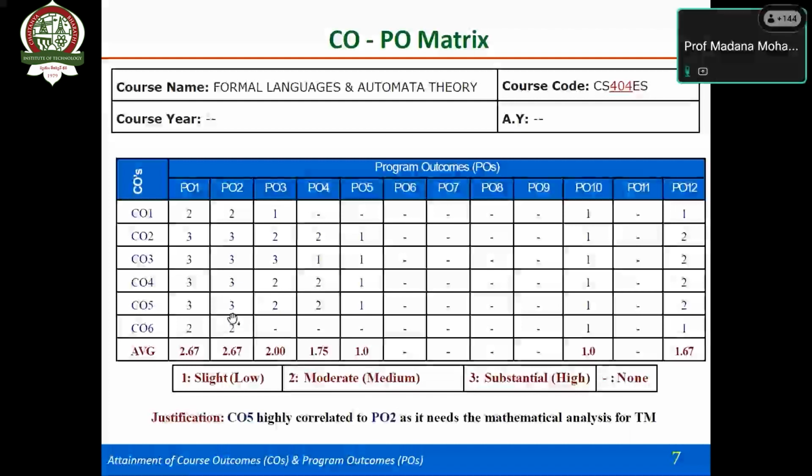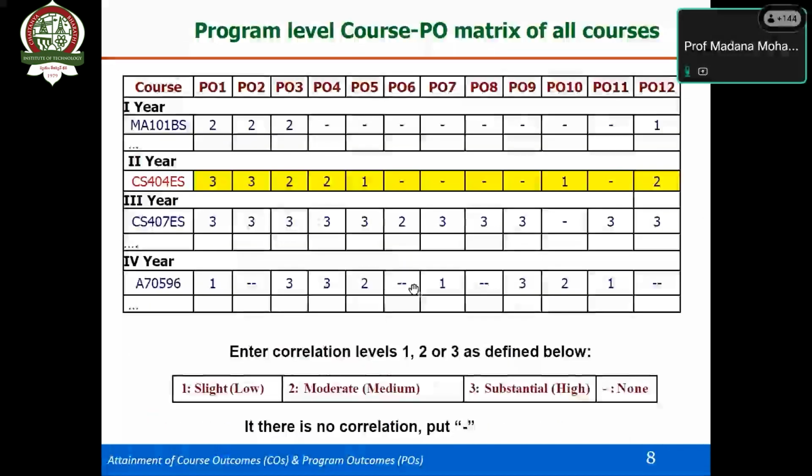That's why its level is 3. Like that, you have to justify whether it is high or medium or low, or even not mapped at all. This is the CO matrix.